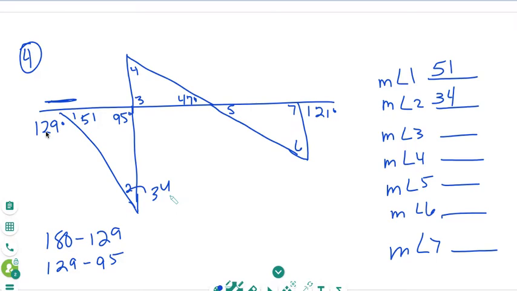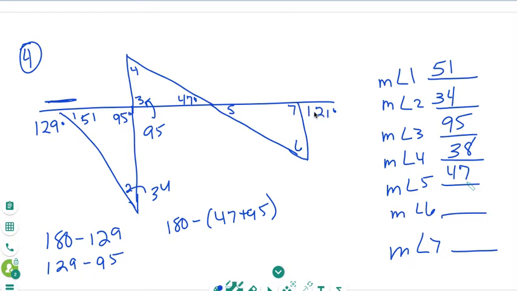Angle 3 is a vertical angle, so that means that is going to be 95 because it would be the same measurement as this vertical angle. So I have 95. In order to find angle 4, I'm going to take 180 minus 47 plus 95. So that's going to give me 38. Angle 5 is vertical to this 47, so angle 5 is also 47.